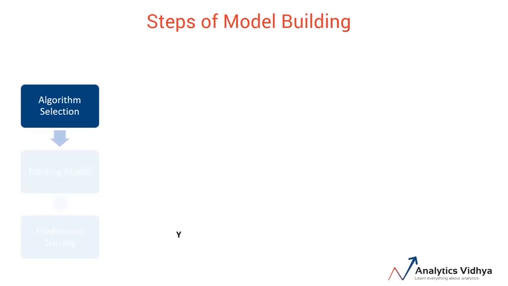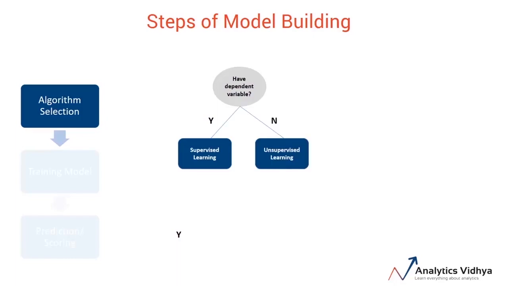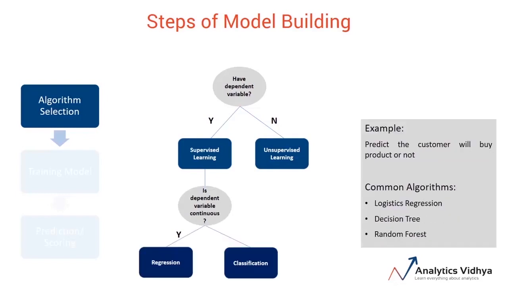In the first step of algorithm selection, we select the algorithm based on certain factors as depicted in this chart. So, first of all, if we have a dependent variable, then the problem becomes a supervised learning problem, otherwise an unsupervised one. We are going to restrict ourselves to supervised learning algorithms for now. Further, if our problem has a continuous type dependent variable, then it becomes a regression problem. Otherwise, it becomes a classification problem. Then we choose algorithms specific to regression and classification to solve our problem.